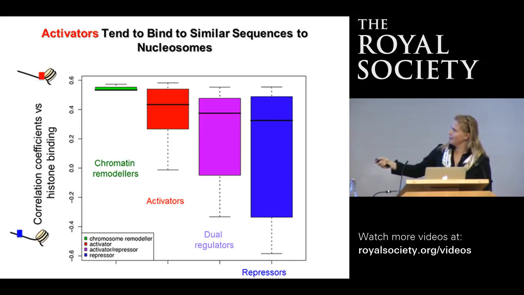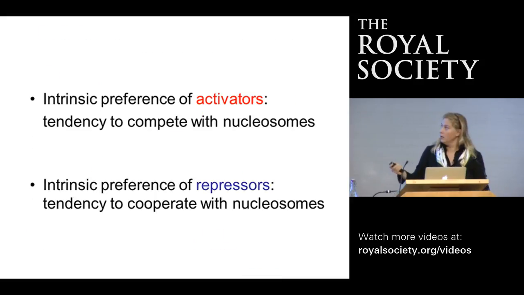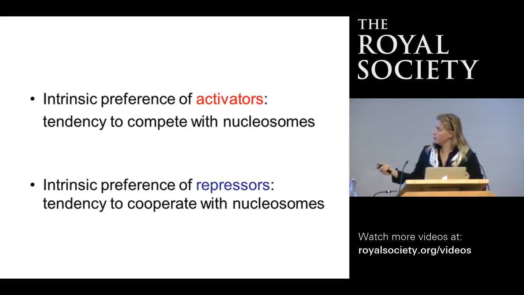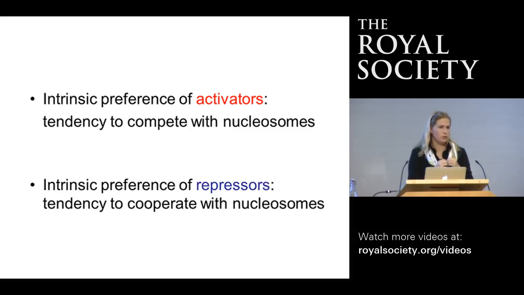So this isn't an absolute rule. There are outliers, but these are the general trends, and they tell us about the basic principles of regulation of gene expression. So we have the intrinsic preference. Remember, this is all biochemical data. We've got the intrinsic preference of activators to be competing with nucleosomes, and the intrinsic biochemical preference in terms of binding to DNA for the repressors to cooperate with nucleosomes. So they have anti-correlated affinities for DNA sequence to the nucleosomes.